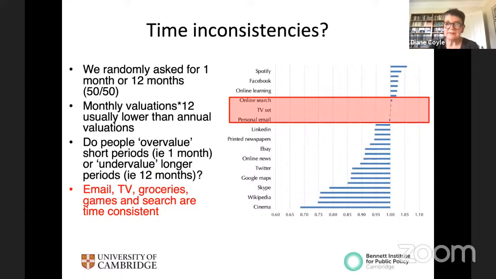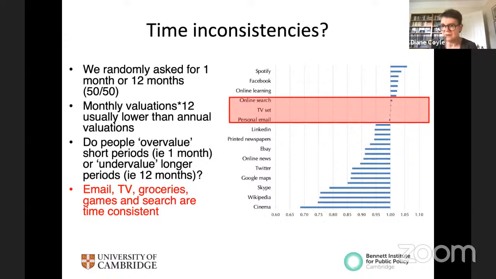There are some time inconsistencies. We randomized the sample in terms of asking about 1 month or 12 months. And in most of the cases, as you can see from the chart on the right here, the monthly valuations multiplied by 12 are lower than the annual valuations. And we don't really know why that is. It's interesting to speculate, but I don't have the answer. Is it that people are overvaluing short periods or undervaluing longer ones?